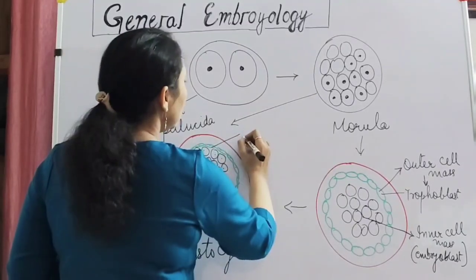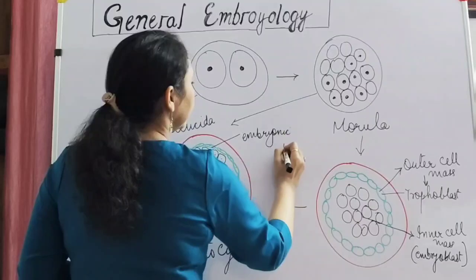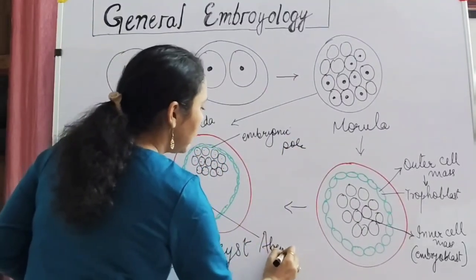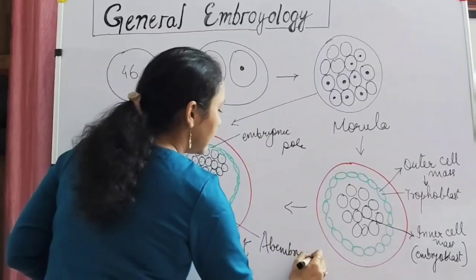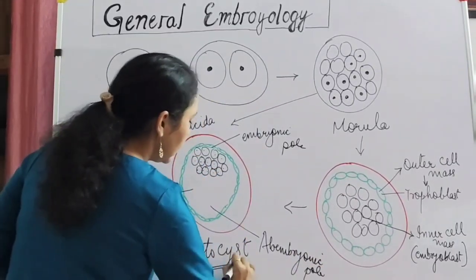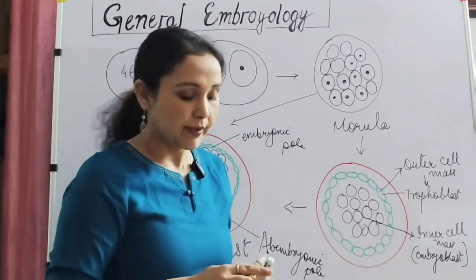So this pole is known as the embryonic pole, and the other end is called the abembryonic pole. So this structure is called the blastocyst now, which is ready for implantation.